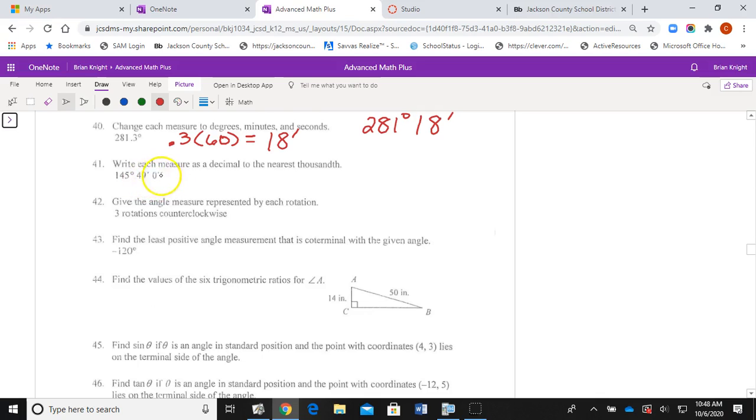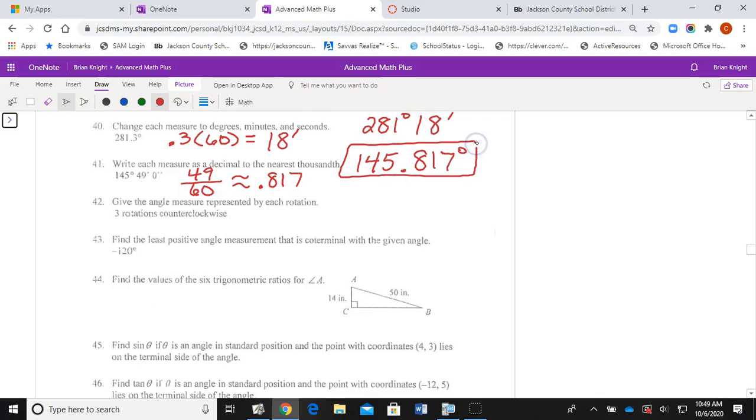You have 49 minutes, so basically you have 145 point, and we got to figure out what is 49 divided by 60. And 49 divided by 60, round to the nearest thousandth, is 0.817. And you just add that on to the end of your degrees. Okay? So after all those hard ones, we got a couple of those pretty easy.